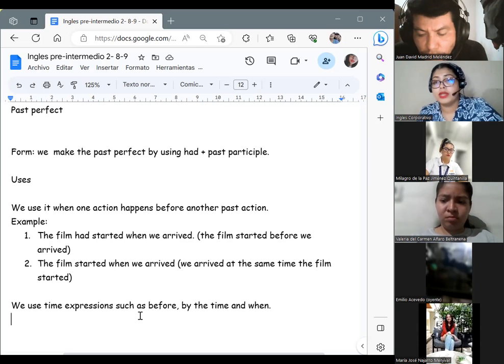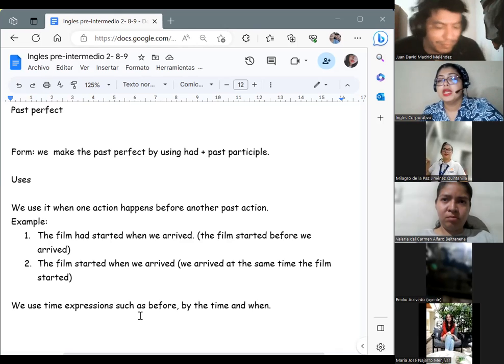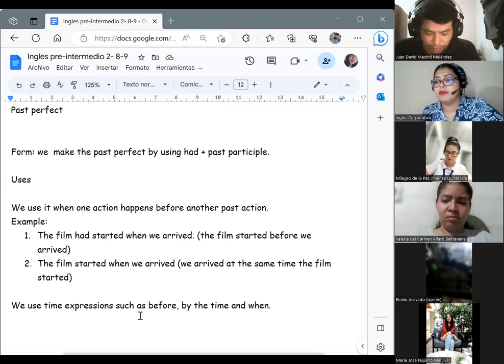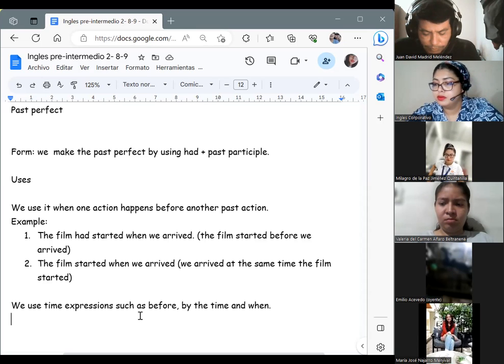We arrive, cuando llegamos. Y antes de eso, yo digo que la película había comenzado antes que yo, como sujeto, realizara la acción de llegar. Entonces, cuando queramos hacer ese tipo de oraciones en las que tenemos nuestra acción, antes de nuestra acción tenemos que utilizar el pasado perfecto. Pero en otras situaciones, pues no va a ser de esa forma. So in that case, we need to remember that we are not going to overuse the past perfect. In this case, it's just for actions that happen before the main action.